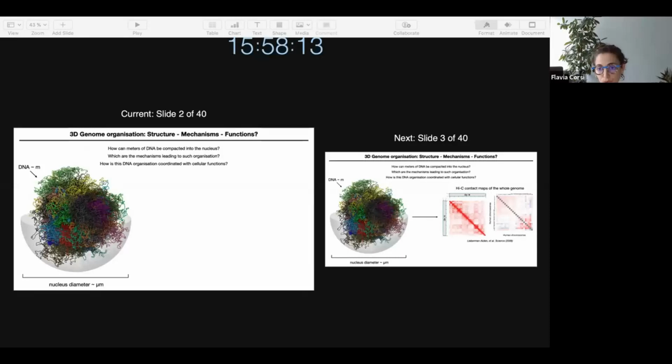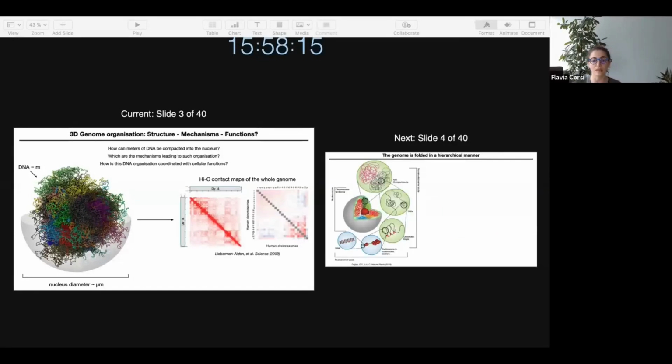As Chris already introduced, a breakthrough towards a better understanding of the spatial organization of the genome was made in 2009 with the development of the high-throughput sequencing chromosome conformation capture technology, or briefly Hi-C. With this technique, we are able to retrieve contact maps for whole genomes, within the same chromosomes or between different chromosomes.